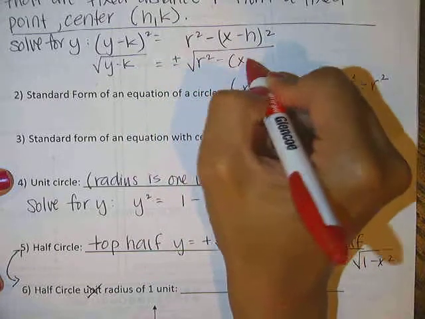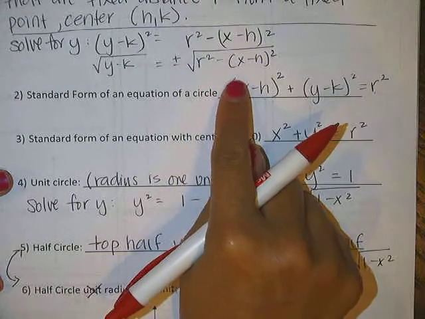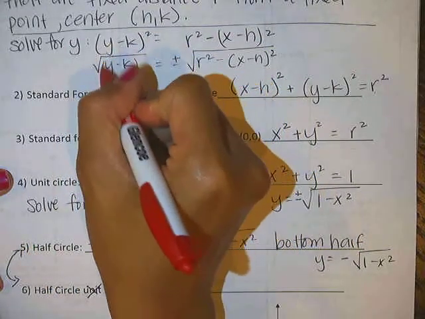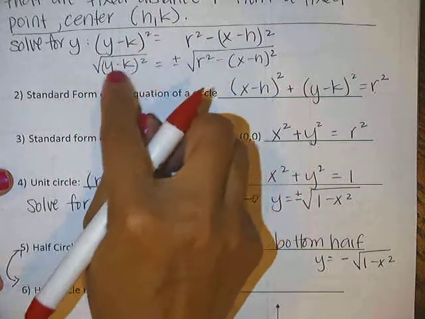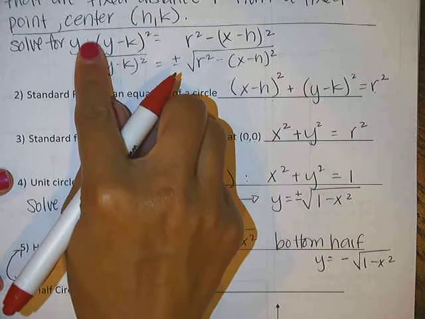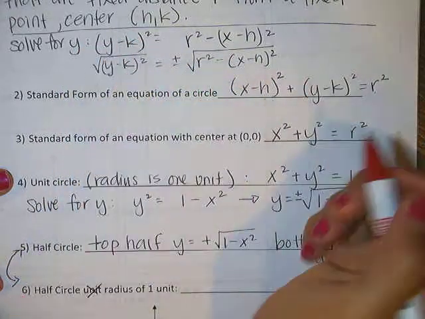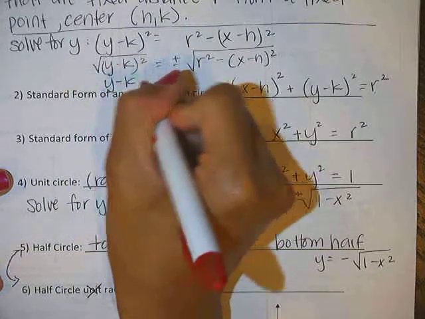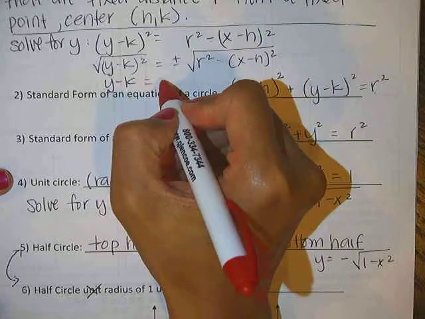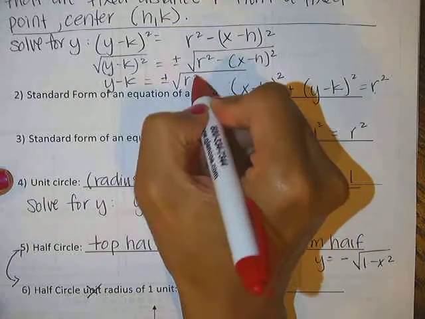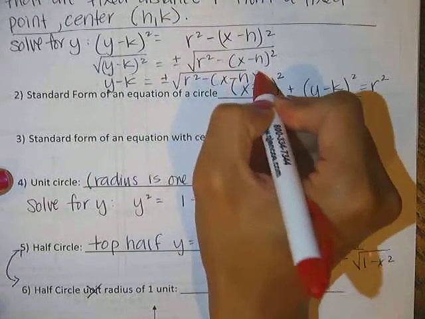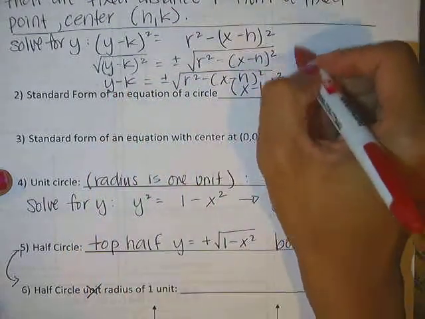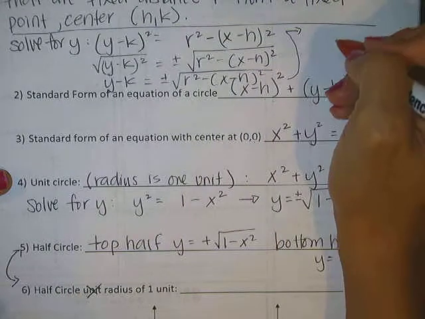If I take the square root of that, I have simply y minus k. If I take the square root of this piece, I'm going to have a plus or minus square root of r squared minus x minus h squared. The square root and the radical are inverses of each other, so those will cancel out. So now I have y minus k equals plus or minus the radical of r squared minus x minus h squared. Then I'm just going to add k to both sides. I'm out of space, so I'm going to move it up here.